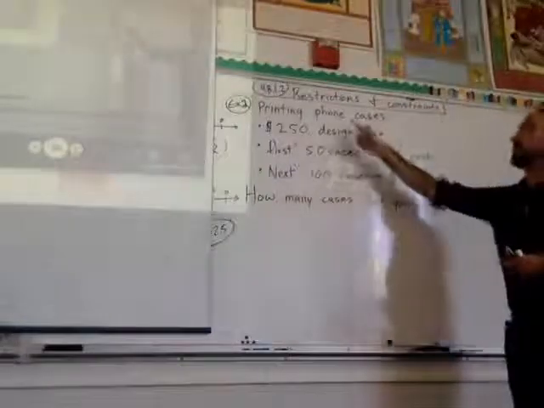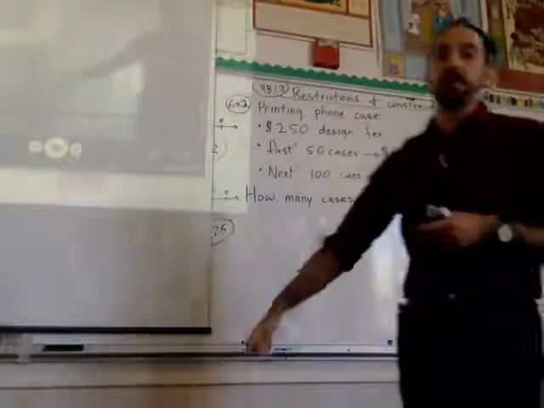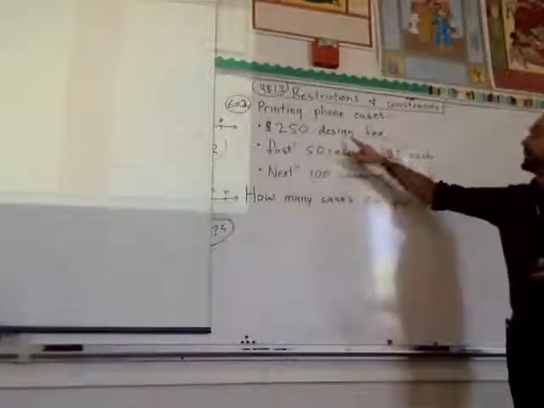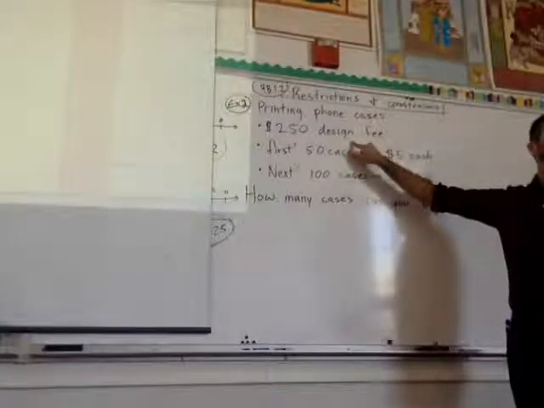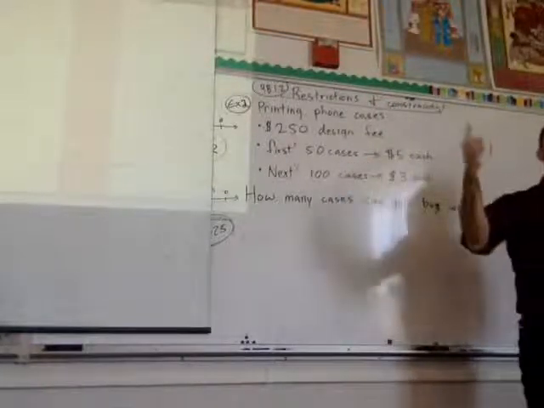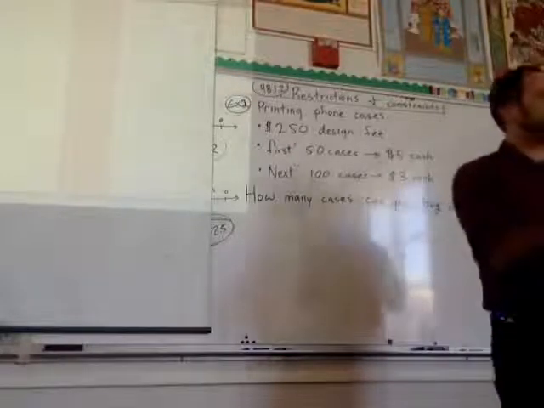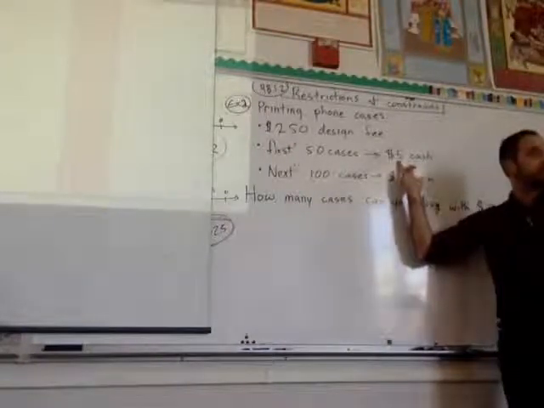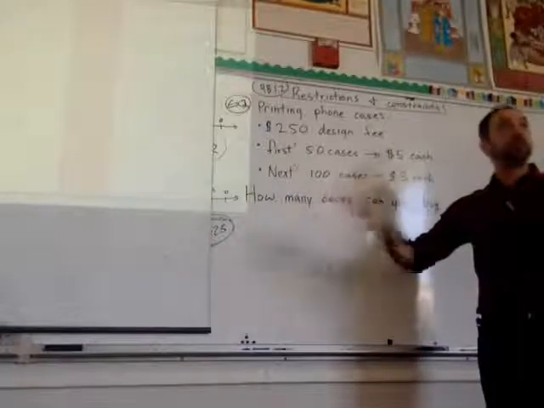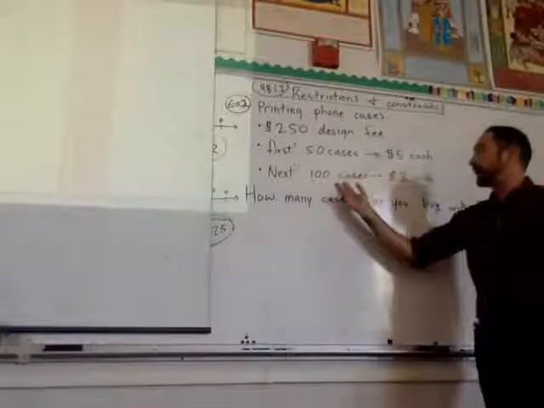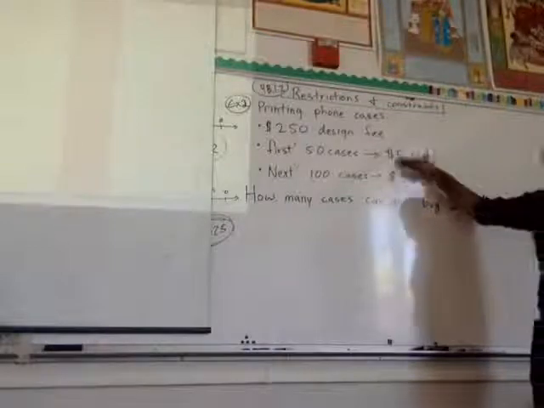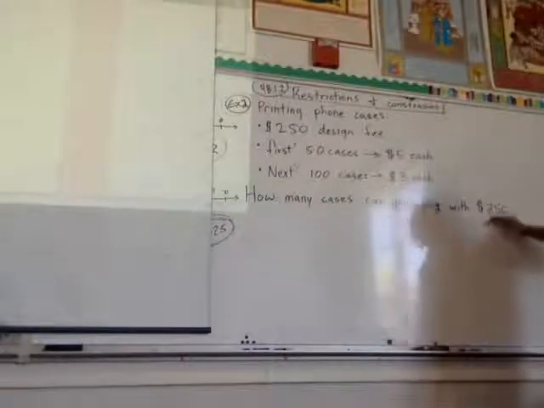Okay, so with this example, we're printing the phone cases again. We have a $250 design fee. That's what we have to pay no matter what. The first 50 cases, so if I buy one case, or 45 cases, or 50 cases, they're going to sell it for $5 each. After that, the next 100 cases, from number 51 to 151, they are going to give us $3 each. We're trying to figure out how many we can buy if we have a budget of $750.